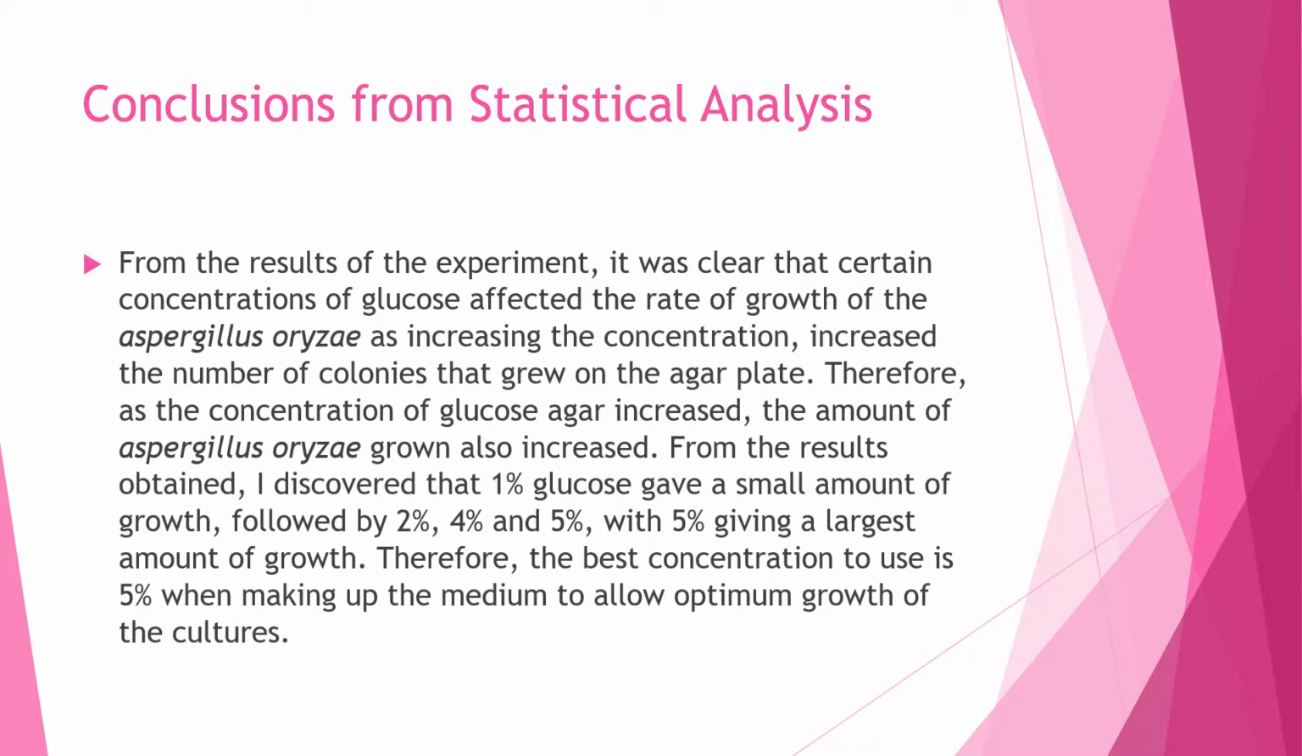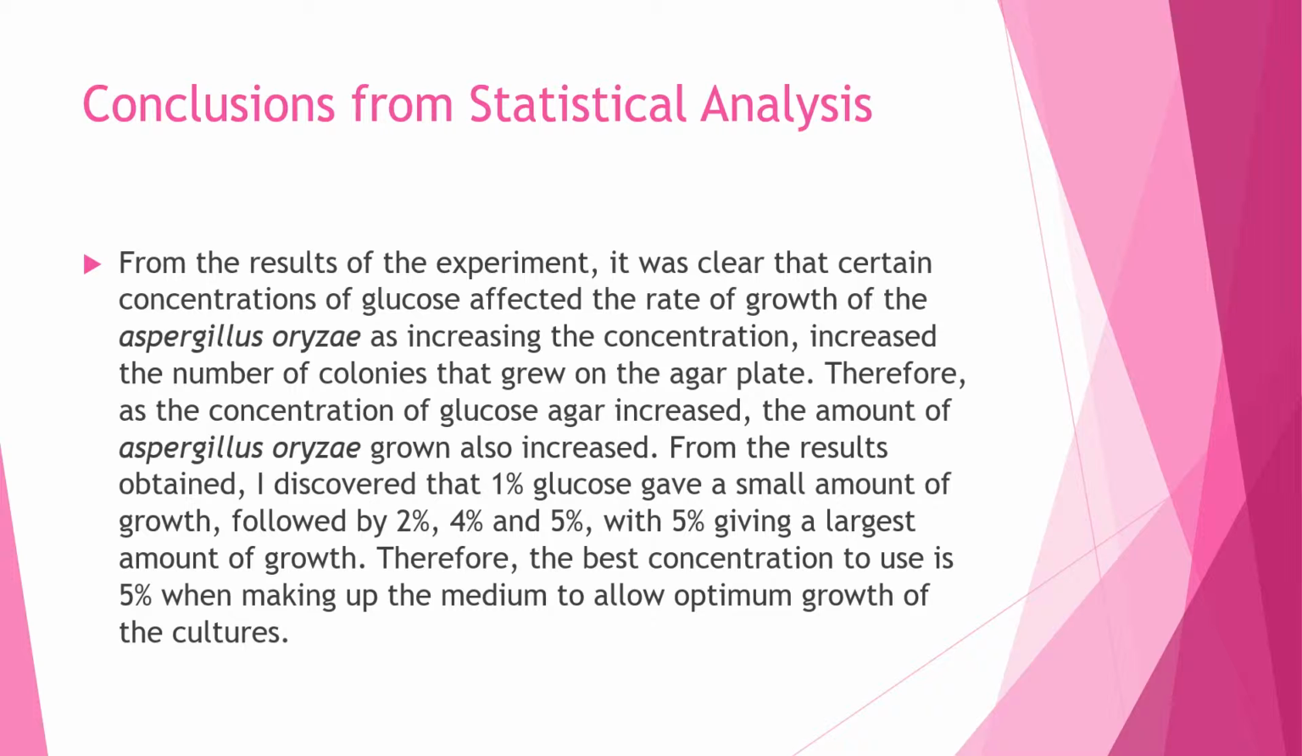Conclusions from statistical analysis. From the results of the experiment, it was clear that certain concentrations of glucose affected the rate of growth of the Aspergillus oryzae, as increasing the concentration increased the number of colonies that grew on the agar plate. Therefore, as the concentration of glucose agar increased, the amount of Aspergillus oryzae grown also increased.